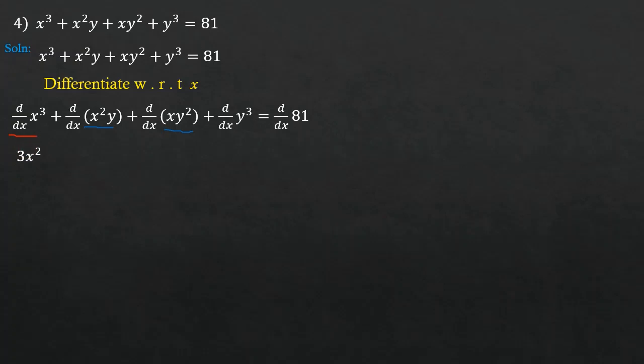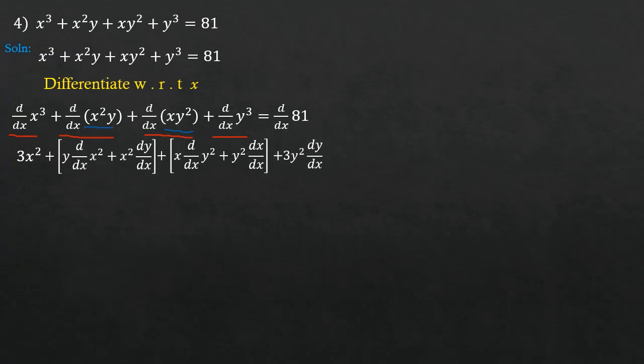For the second term we take the derivative operator and apply the rule of u into v. I am writing the proper rule this time. So x square as it is, derivative of y, plus y as it is, derivative of x square. Similarly, in the next term also we apply u into v: x as it is, derivative of y square, plus y square as it is, derivative of x. In the next step, the derivative of y cube is 3y square into dy by dx, and the derivative of 81 is 0 because it's a constant.